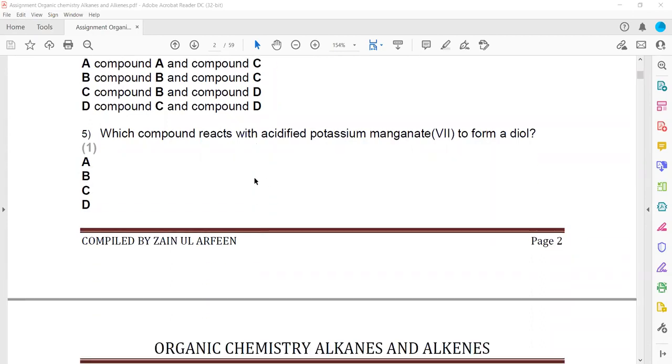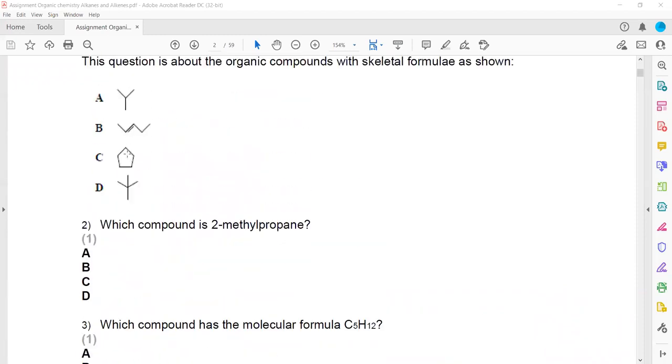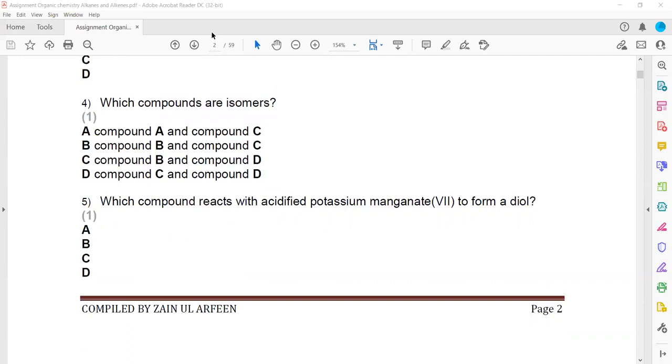Then, which compound reacts with acidified potassium manganate to form a diol? A diol is formed when an alkene reacts in the presence of an oxidizing agent. So which one is the alkene? B is the alkene. That's why B is the right answer.